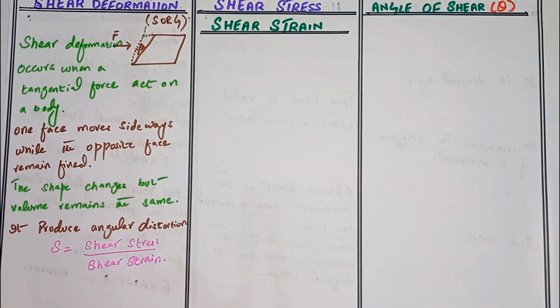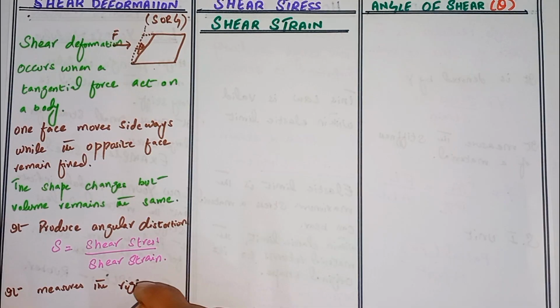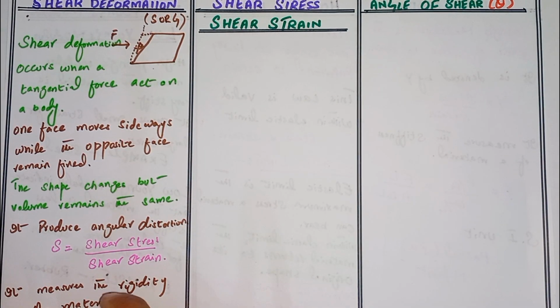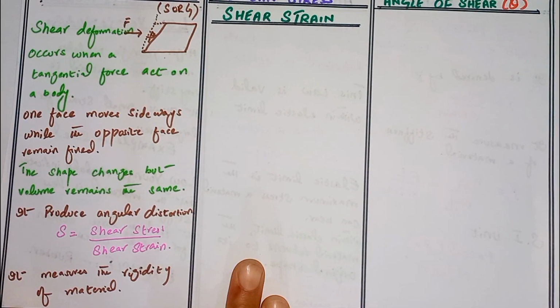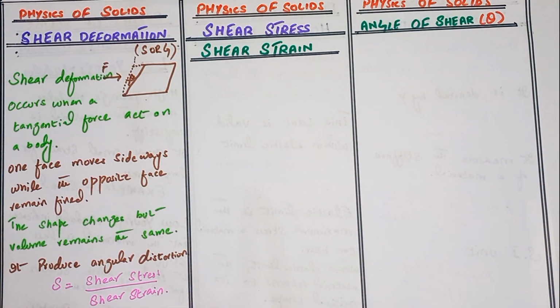It measures basically the rigidity of the material. That is all we discuss about the shear deformation. Next, we discuss about the shear stress and shear strain.